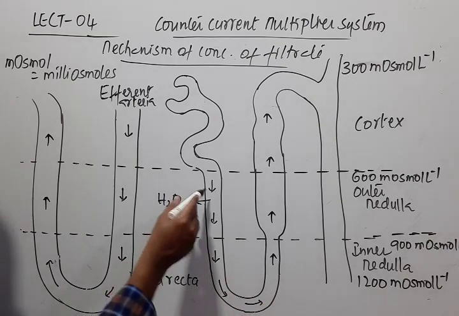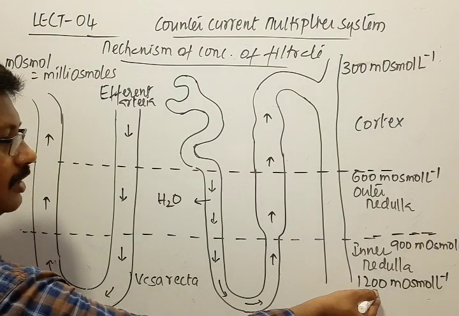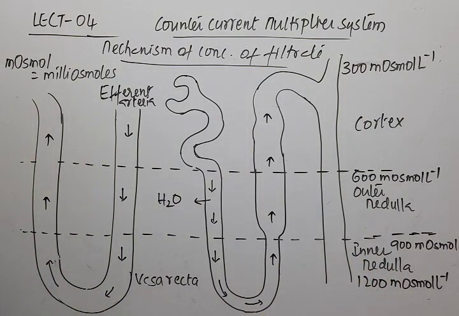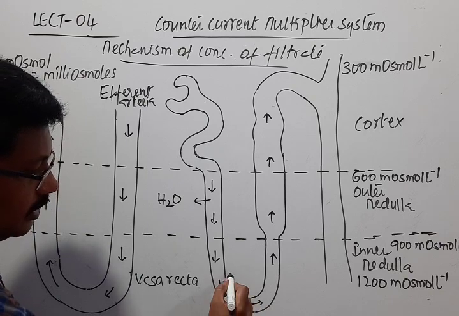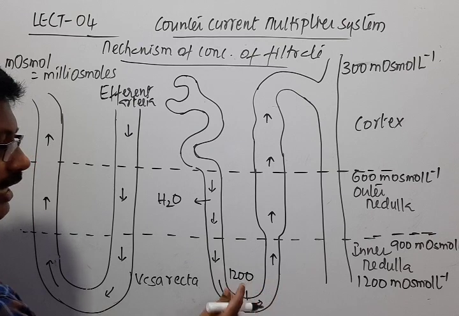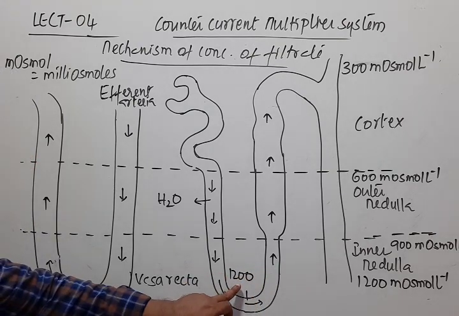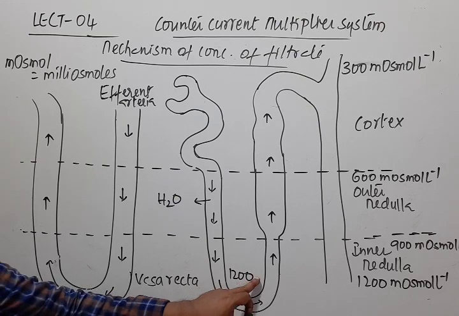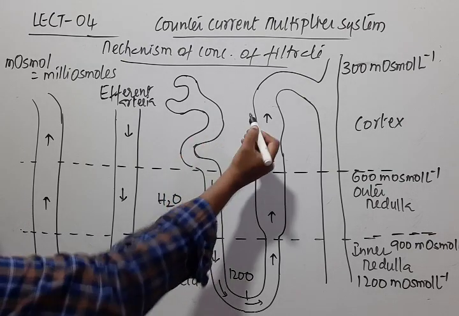So by the time the filtrate comes here, the concentration of the filtrate will be almost equal to the concentration in the inner medulla. So here inside this you will find 1200 milliosmoles per liter. I'm not writing it here, I've just written the number. So actually it is 1200 milliosmoles per liter, and this will go on increasing from this point.